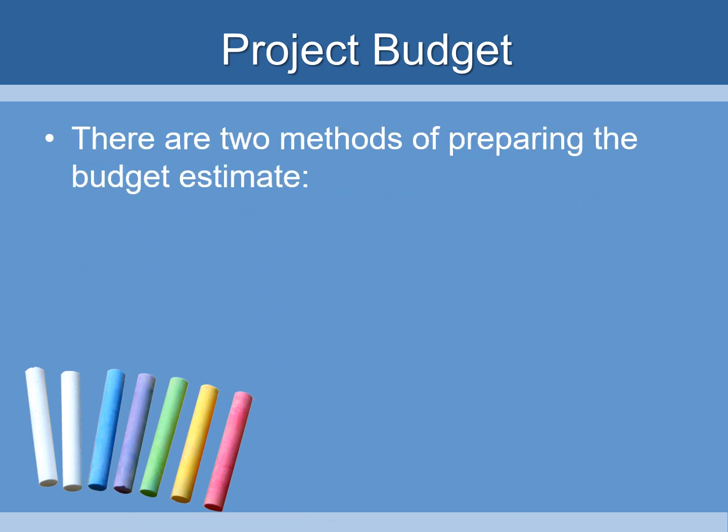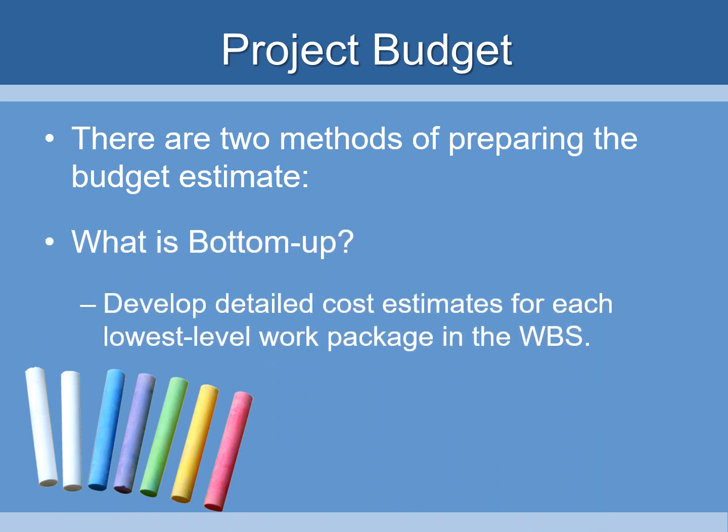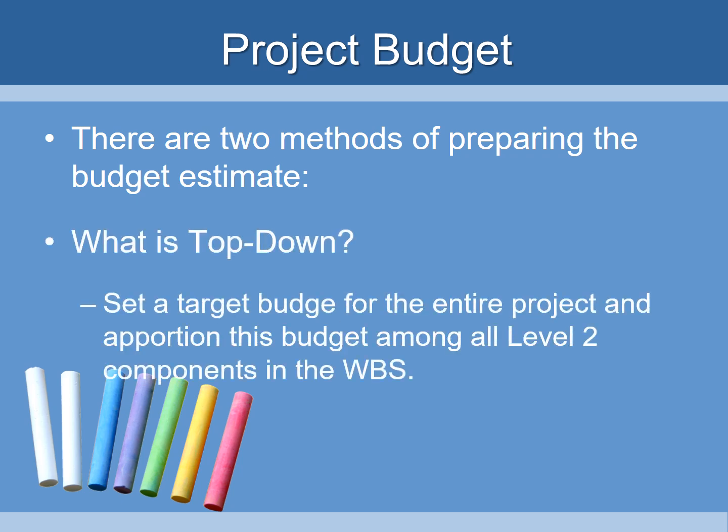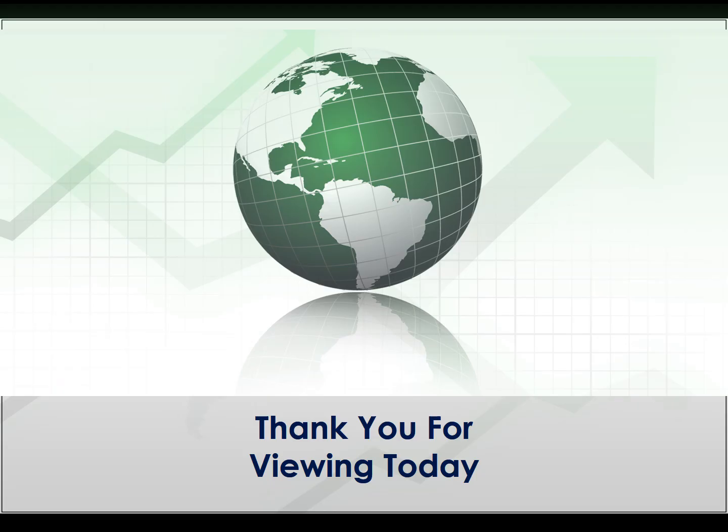There are 2 methods of preparing the estimate. Bottom up, which is to develop detailed cost estimates for each lowest level work package in the work breakdown structure. And top down. You set a target budget for the entire project and apportion this budget among all level 2 components in the work breakdown structure.